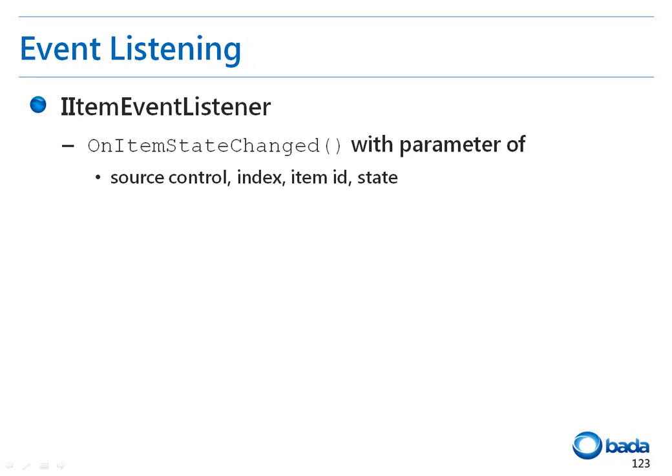If an item is touched or its selection status has changed, the onItemStateChanged function of the iItemEventListener listener class is called. The source control, index, item ID, and state are returned through the parameters. The source control parameter is the list. The index parameter will return the index of the changed item. The ID parameter will return the ID of the item, and the state parameter will return whether the item has been selected by the user or not.